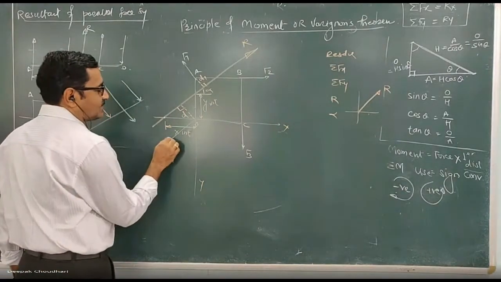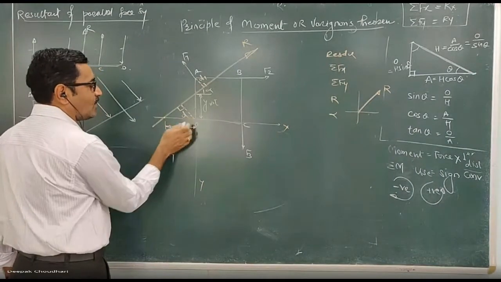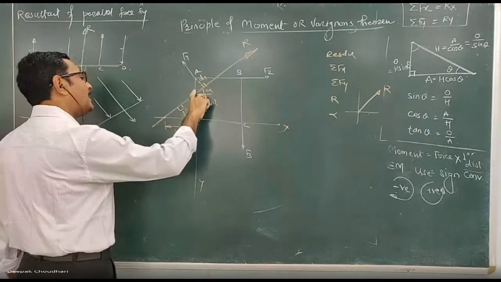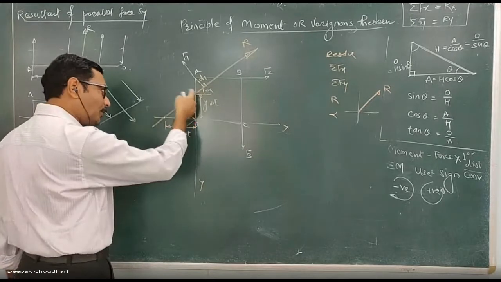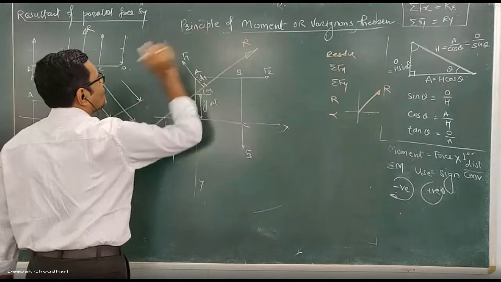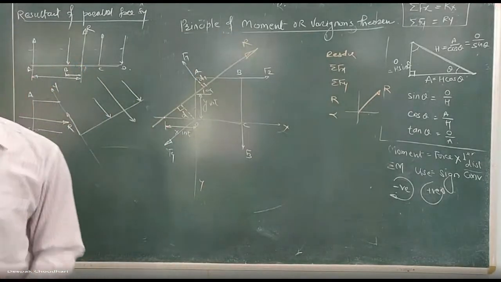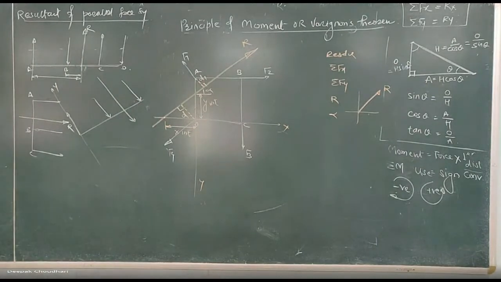So sometimes it is asked to calculate the perpendicular distance or x-intercept of the resultant or y-intercept of the resultant. Here, but to find out this position of the resultant, we are going to use Varignon's theorem. Yesterday I only told you what is the use of Varignon's theorem. So in case of a general and parallel force system, to locate the position of the resultant, here we use Varignon's theorem.